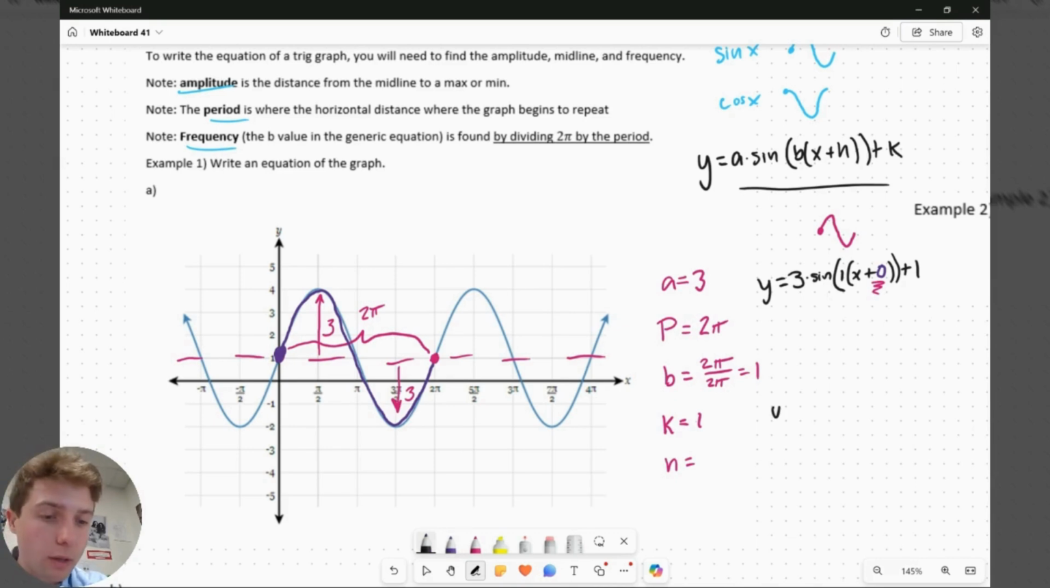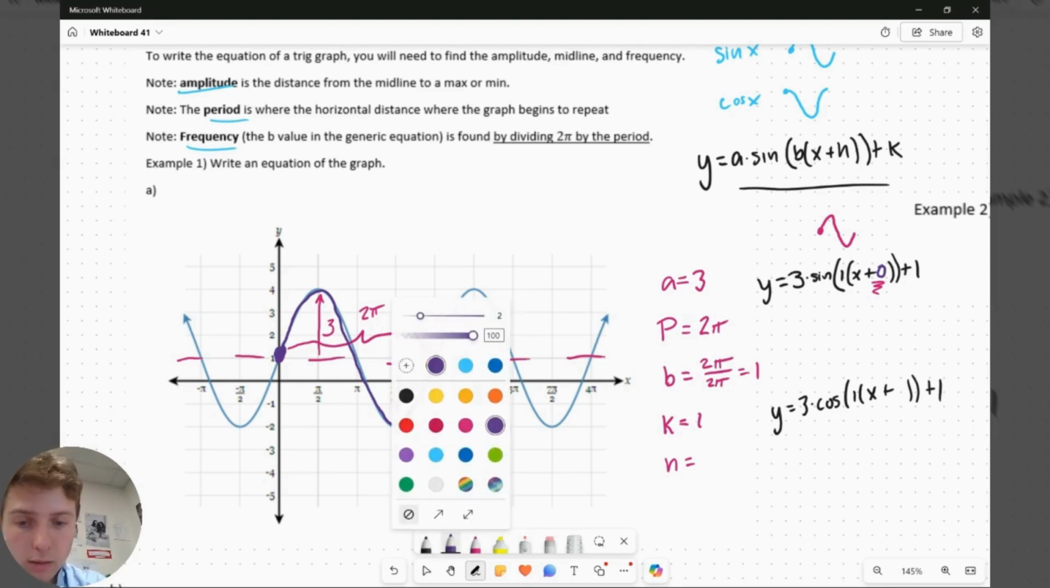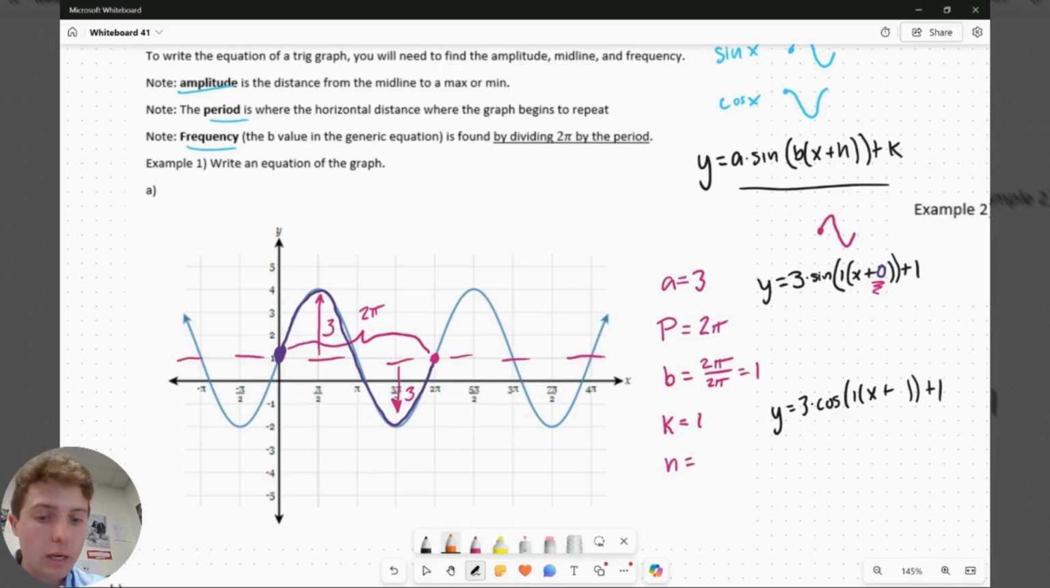However, if I were to build a cosine function, cosine functions get built the exact same way. However, there's going to be one change in it. We need to figure out the horizontal translation. Well, let's choose another color. Maybe let's go orange this time. We know that cosine functions start at the top, go down, and repeat to get back to the maximum.